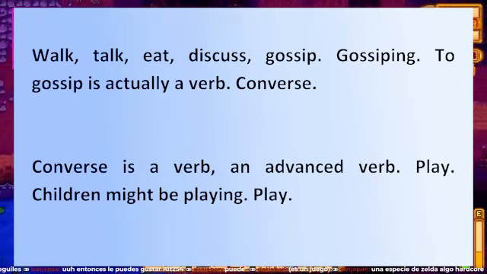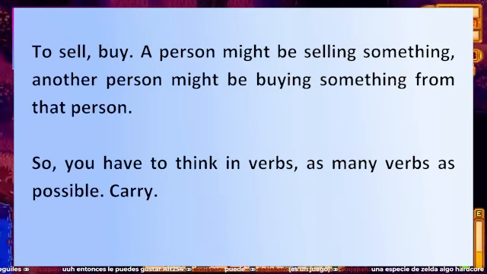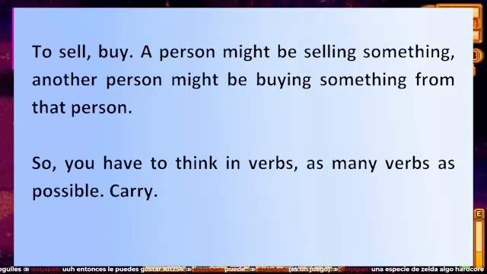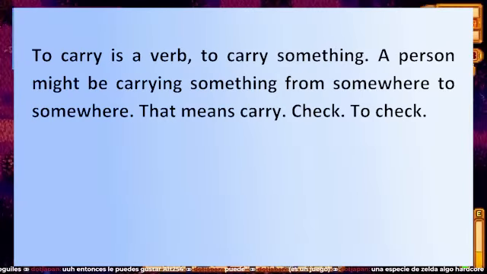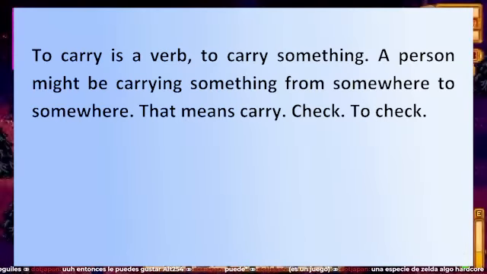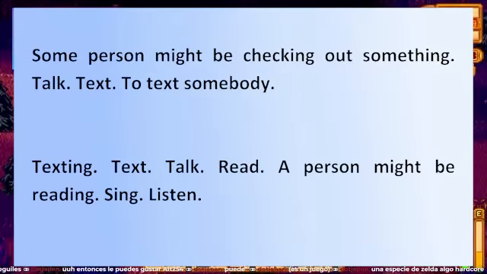Play. Children might be playing. To sell, buy. A person might be selling something, another person might be buying something from that person. So you have to think in verbs, as many verbs as possible. Carry. To carry is a verb, to carry something. A person might be carrying something from somewhere to somewhere. That means carry. Check. To check. Some person might be checking out something.